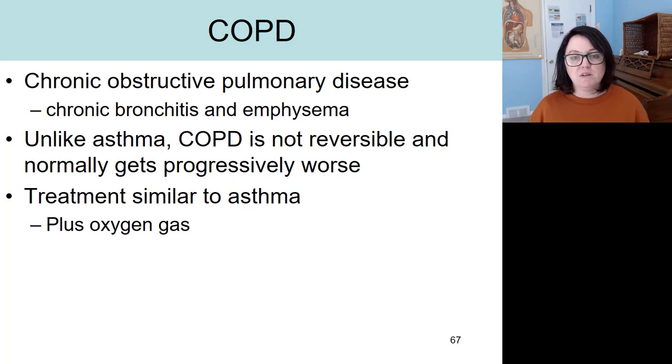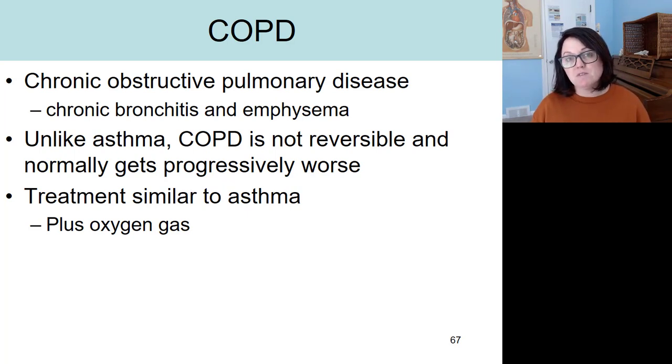Basically, COPD is a combination of two other disorders. It's chronic bronchitis with emphysema. Emphysema is reduced respiratory membranes, and bronchitis is inflammation of the bronchi. So when you have both of these things together, we consider it COPD. This is different than asthma because COPD is not reversible. Asthma is reversible. COPD also normally progressively gets worse and worse and worse, whereas a lot of people actually can outgrow asthma.